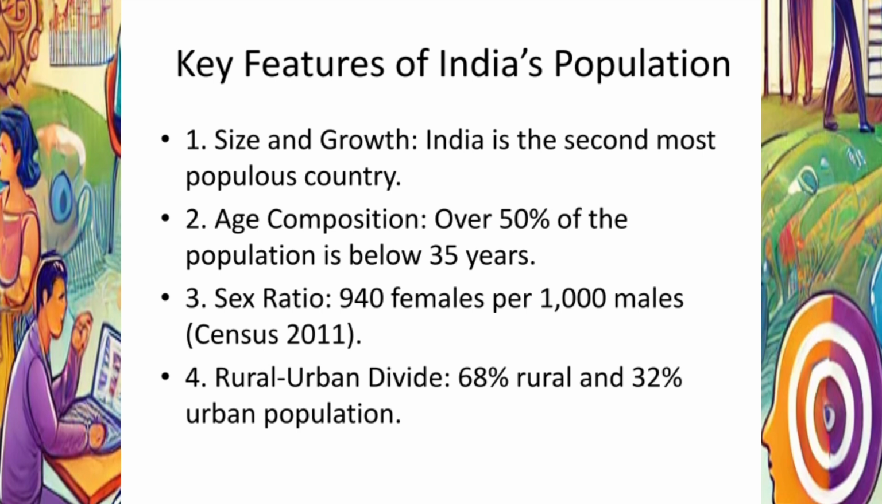Number 3 is sex ratio. The sex ratio is the number of females per thousand males. According to the 2011 census, India's sex ratio is 940 females for every 1000 males. Number 4, rural-urban divide. About 68% of the population lives in rural areas, but urbanization is increasing.